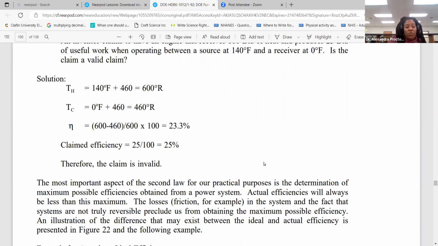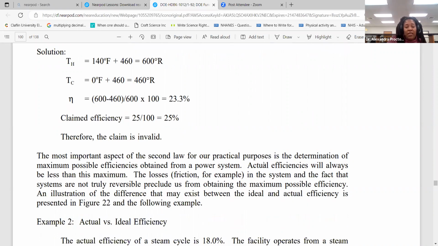Okay, so if someone tries to sell you something and they tell you that it works better than it does, because you understand Carnot efficiency or Carnot cycle and the equations that are used, you'll be able to vet when someone is promising you a certain amount of efficiency that just doesn't exist based on the temperatures that you see with this particular system.